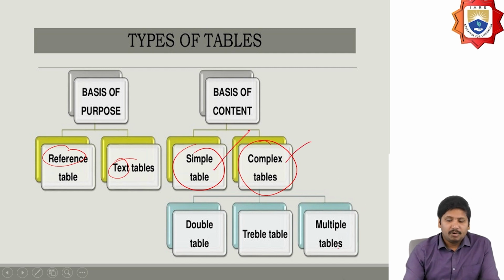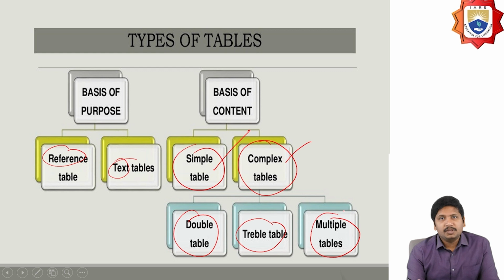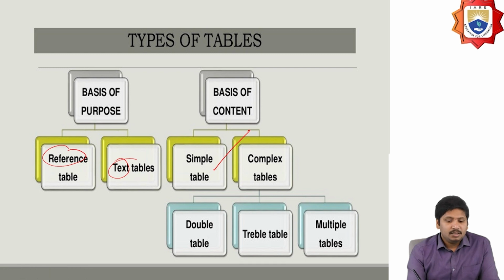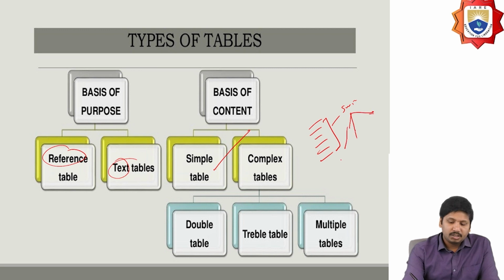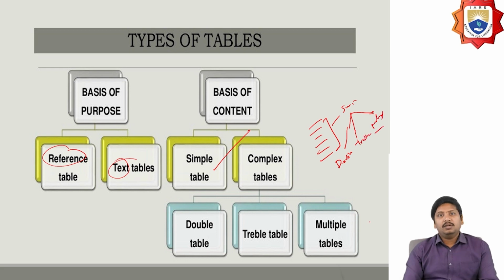Again, these complex tables are further divided into double table, triple table, and multiple tables. So like this, the tables are going to be classified based on the purpose as well as based on the content. If the content is simple, then it's okay. If it is complex, then I have to consider which table has to be constructed: whether I have to construct a double table, a triple table, or a multiple table.